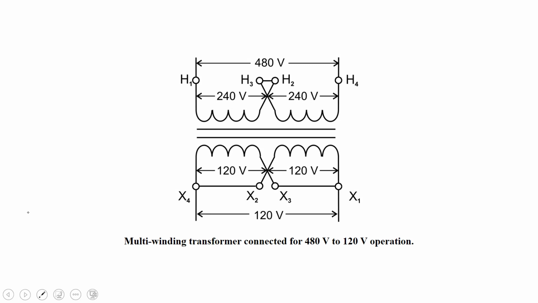Multi-winding connection for 480 to 120. Here's what that would look like. So 480, well, each winding is only rated at 240, so I have to put it in series. Remember, I want to always use all the windings so I get the maximum VA and apply rated voltage to each one. On the secondary, I want to produce 120, so each individual winding produces 120, so I have to put those in parallel. And you can see we have a parallel connection here.